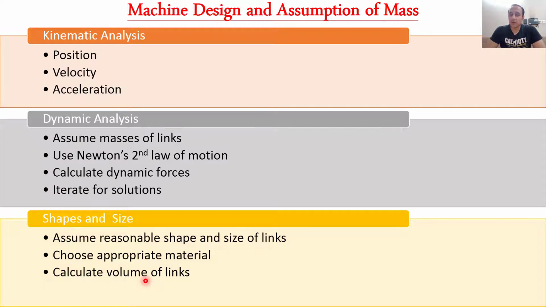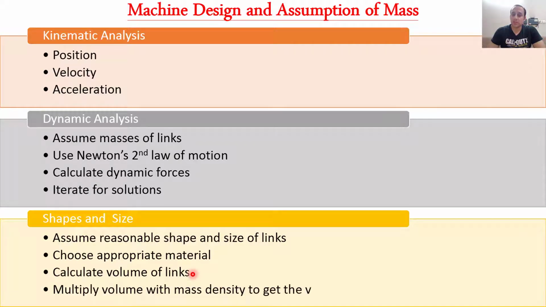Okay, so if we have the volume of a particular link or part, we can multiply that volume with the mass density to get the actual value of mass. So this was the assumed shape. On the basis of the assumed shape, we get the volume, and we multiply that volume with the density of the material which we selected, and then we get the actual mass of the part.